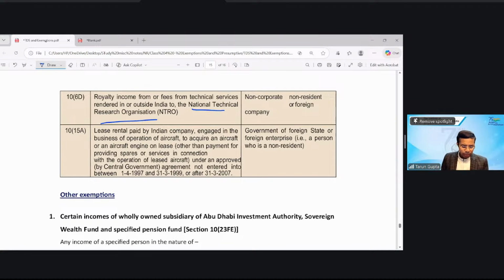Lease rental paid by an Indian company engaged in the business of operation of aircraft to acquire an aircraft or aircraft engine on lease under an agreement entered into on or after that date. Okay, so here the lease rental is exempt.